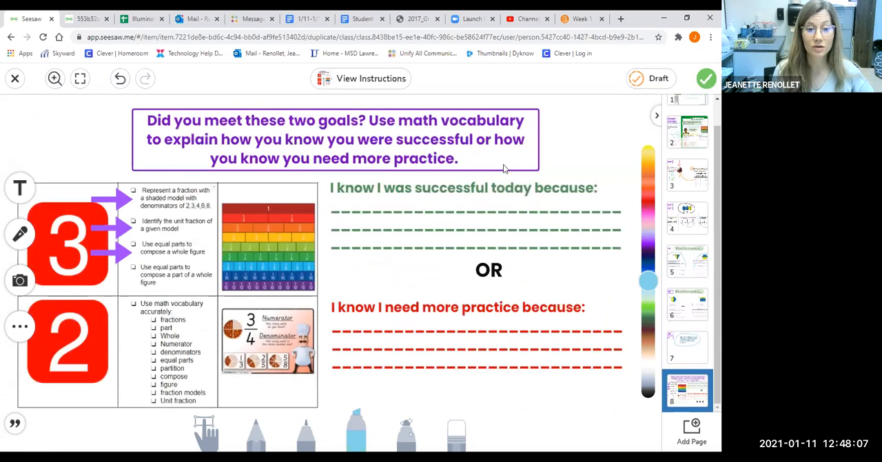Don't forget to reflect on your math goals today. Tell me how you felt successful with today's work or what you need practice on. When you are done, you will push the green check to submit.